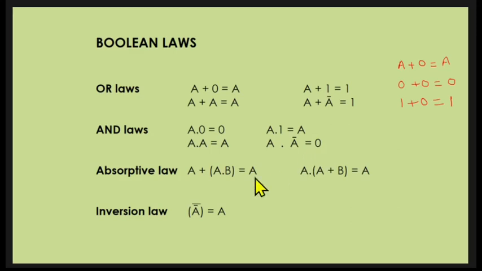Absorptive laws. A plus AB: the variable A is repeated in the next term. A plus AB is equal to A. So the variable which comes along with A in the next term is absorbed in A. Similarly, it is true for the AND operation also: A dot (A plus B) is equal to A. Next is the inversion law. A bar bar is equal to A. That means two inversions cancel each other. So A bar bar is equal to A.